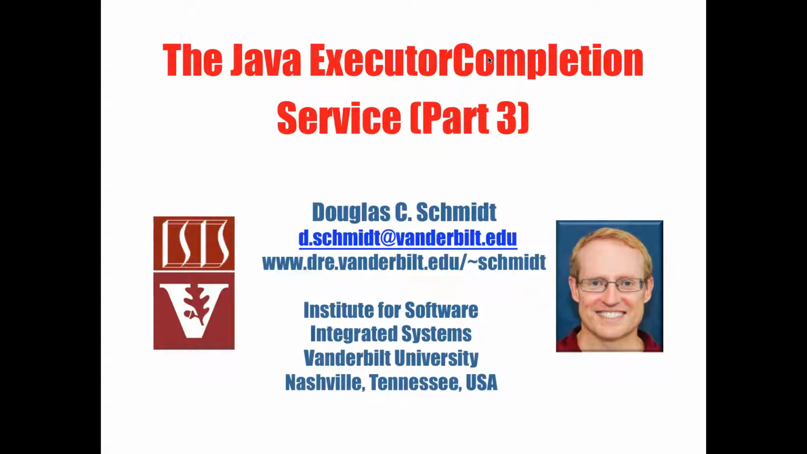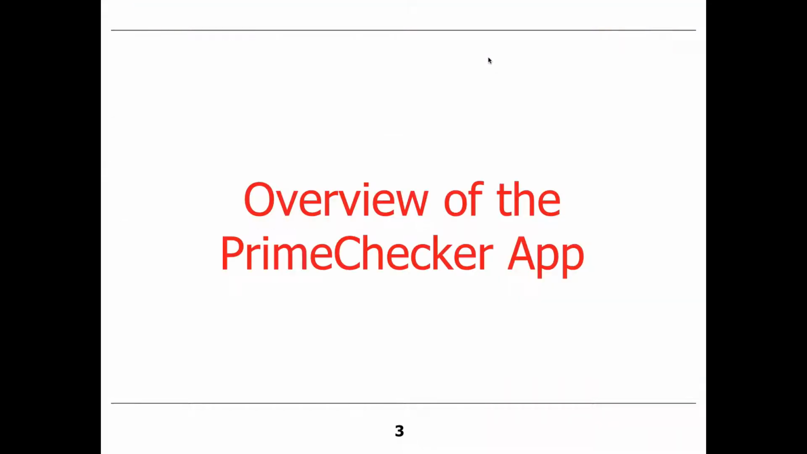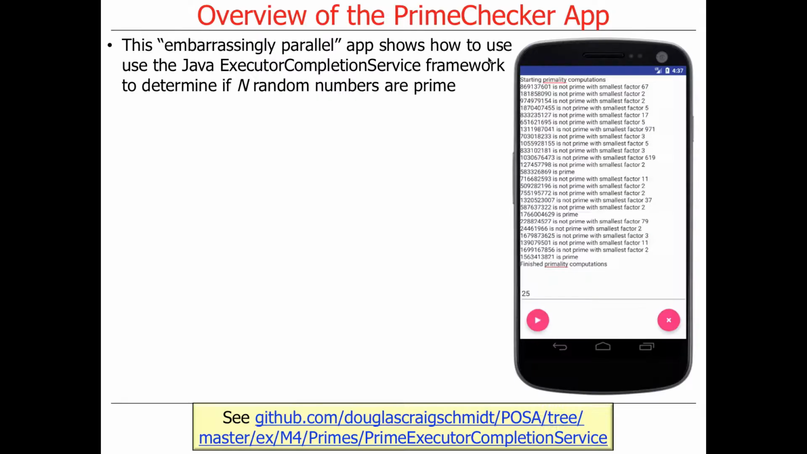Okay, so we're now on part 3 of the Java Executor Completion Service lesson. And what we're going to do here is talk about modifications to the PrimeChecker app to use the Java Executor Completion Service interface and, of course, the underlying mechanisms to make that work. So let's quickly give an overview of this version of the app.